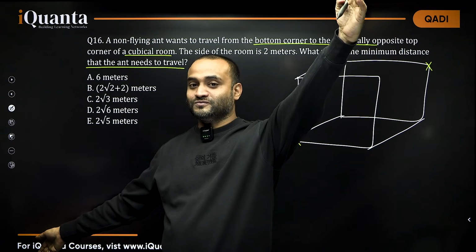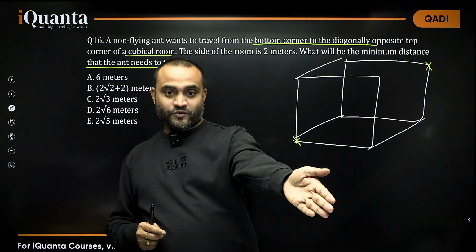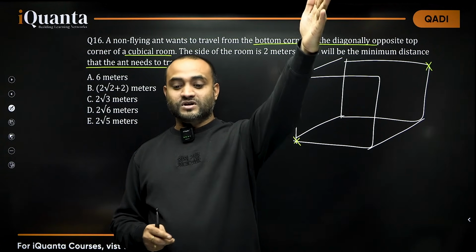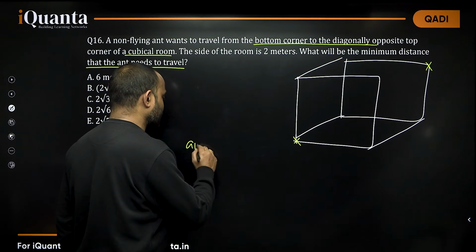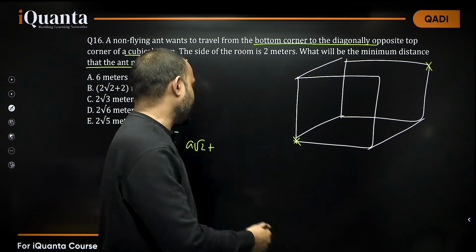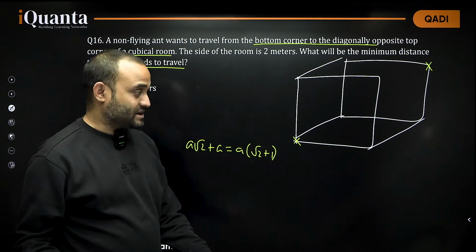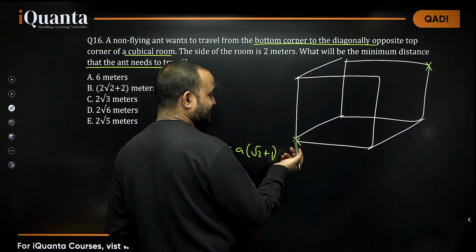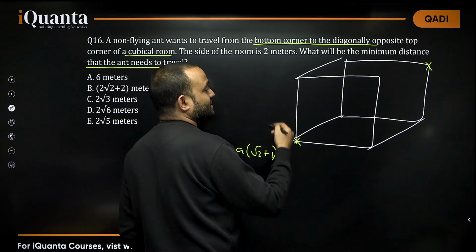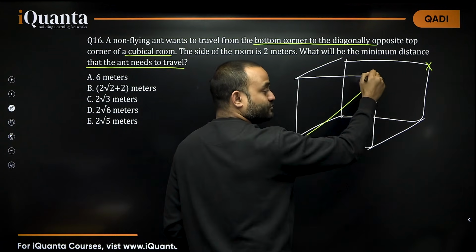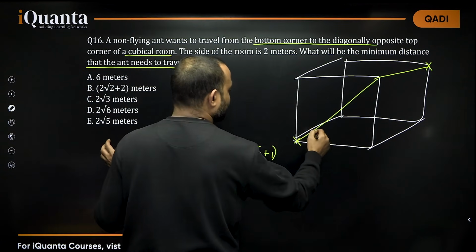So try to imagine in your room the right bottom corner to left top corner. How do you go? There is one way to go, that you go from this corner to your front corner and then go up. So if this value is a, then the diagonal will become a root 2, and this height will become a. So basically this will be a root 2 plus a. But that is not the minimum distance. How do we find the minimum distance?